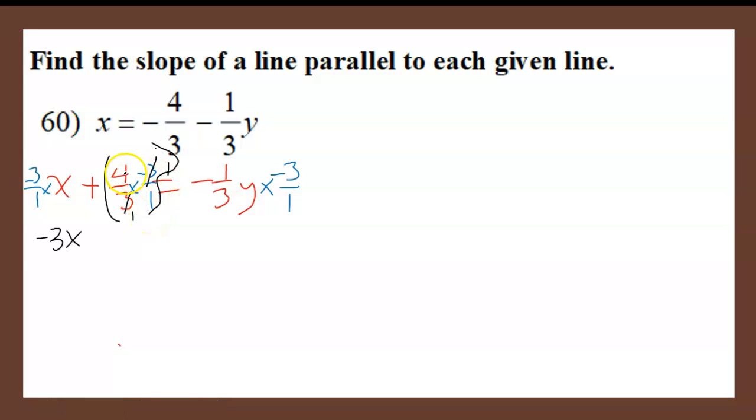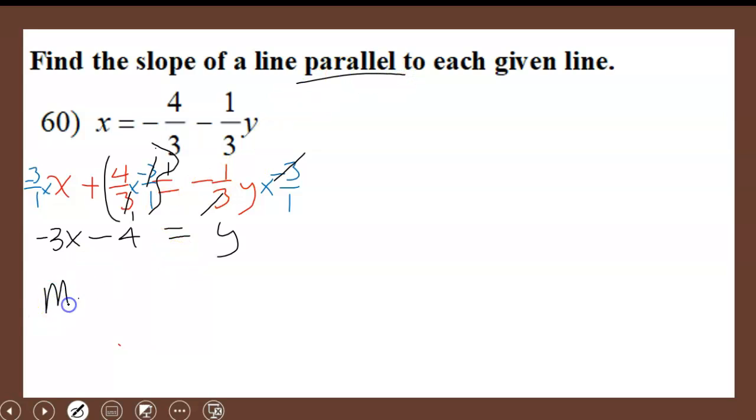Okay, so we have negative 1 times 4 is negative 4 equals y. So this negative will cross out, negative times negative is positive. So now that we have solved for y, again, we were looking for parallel. So the slope of the first line is going to be the coefficient of x, which is negative 3. So the slope of the second line must be negative 3 as well.